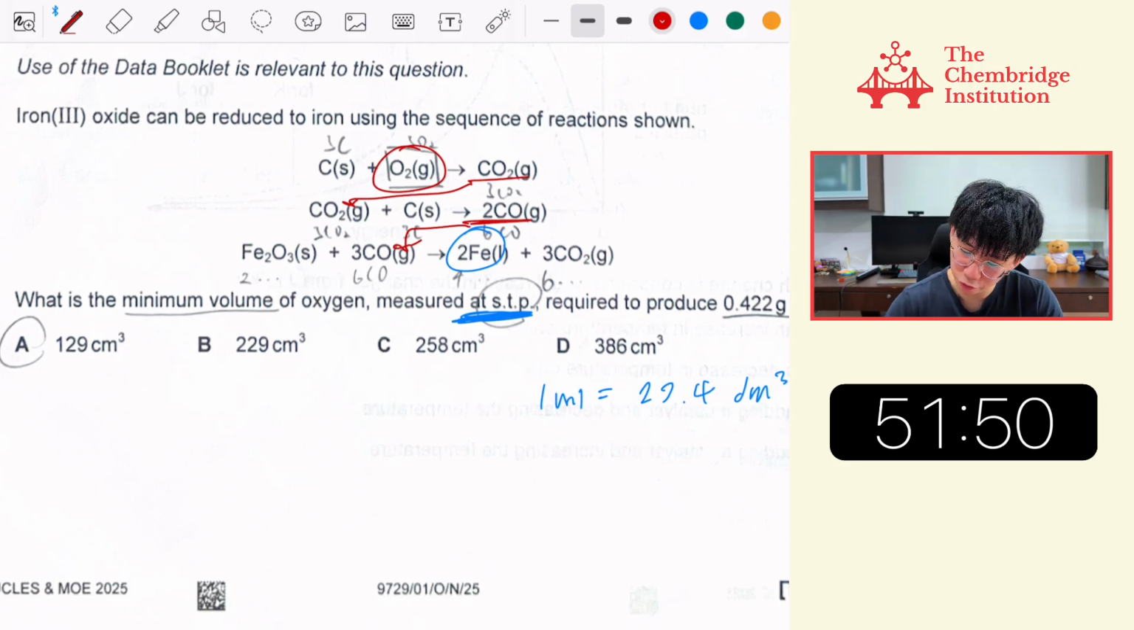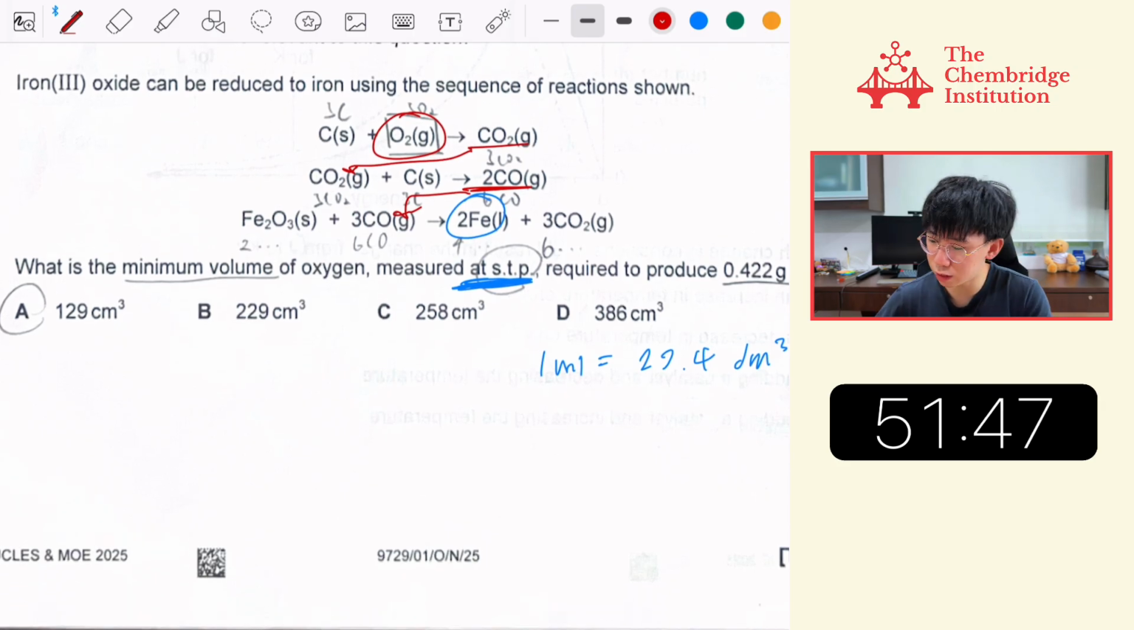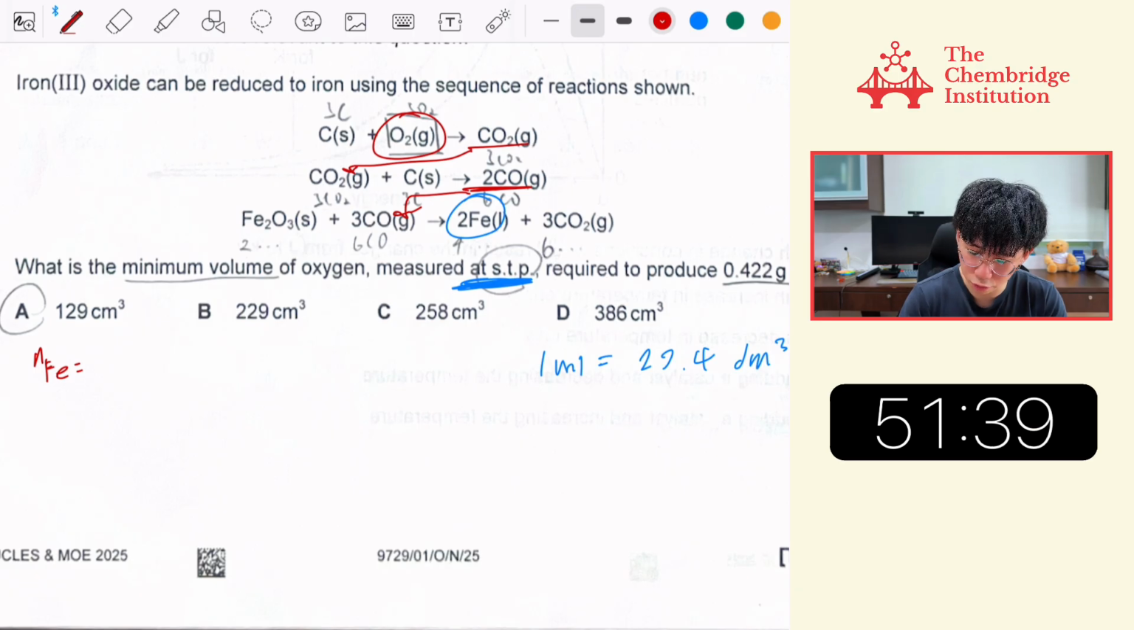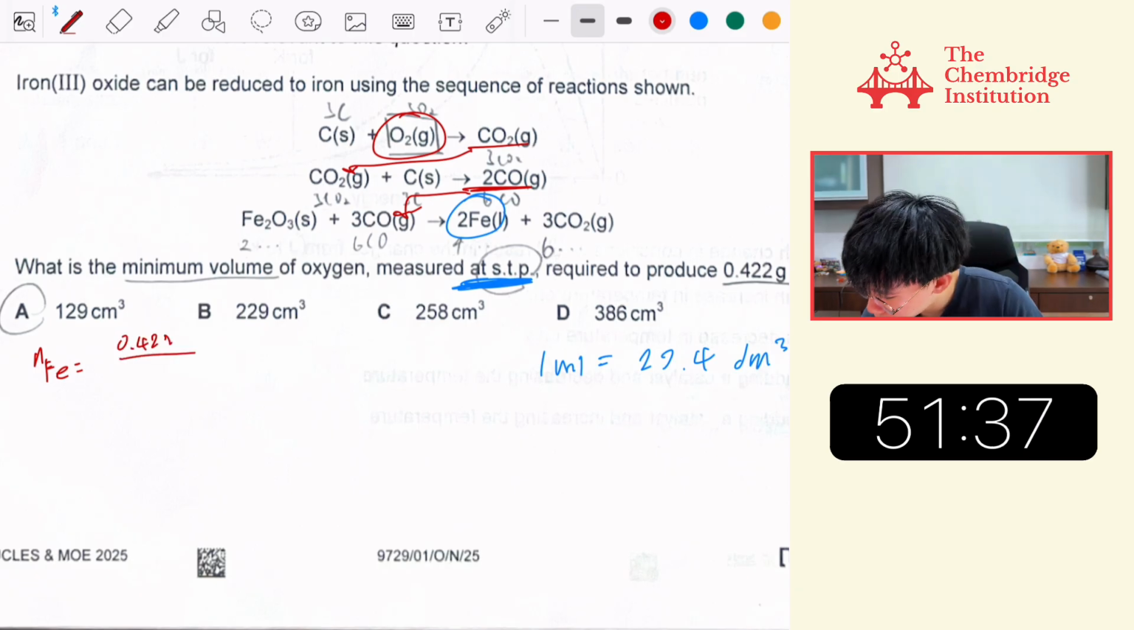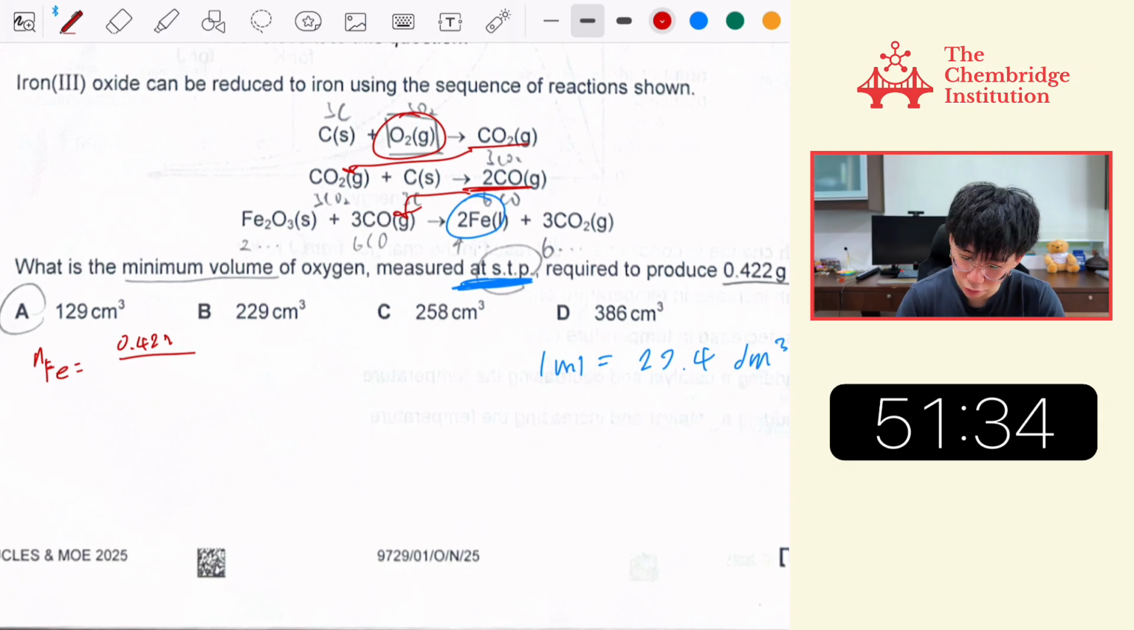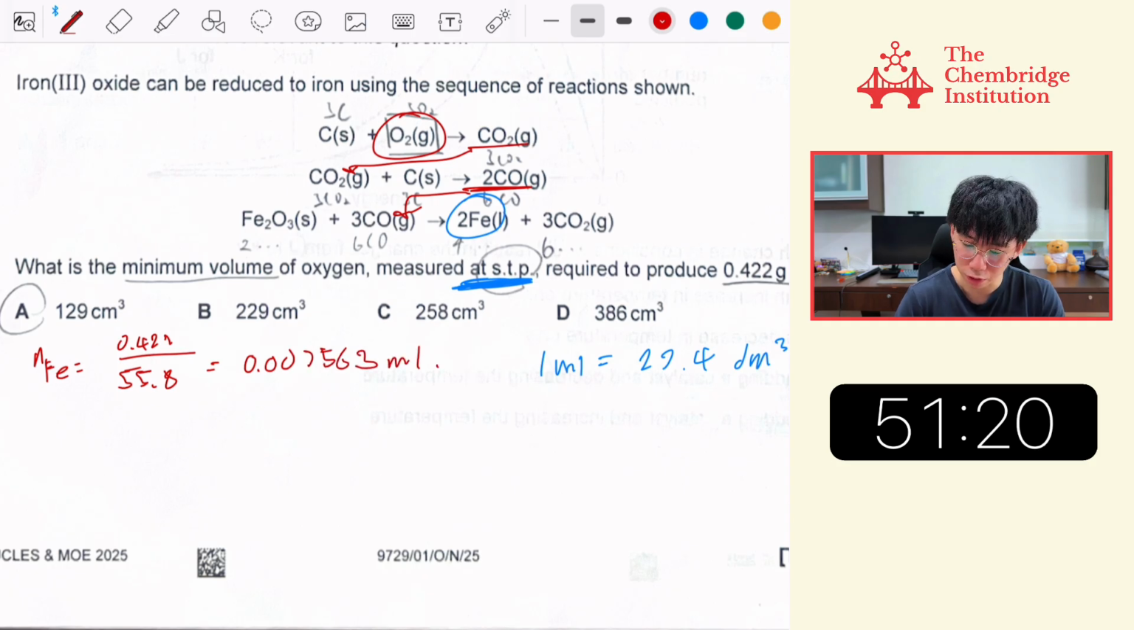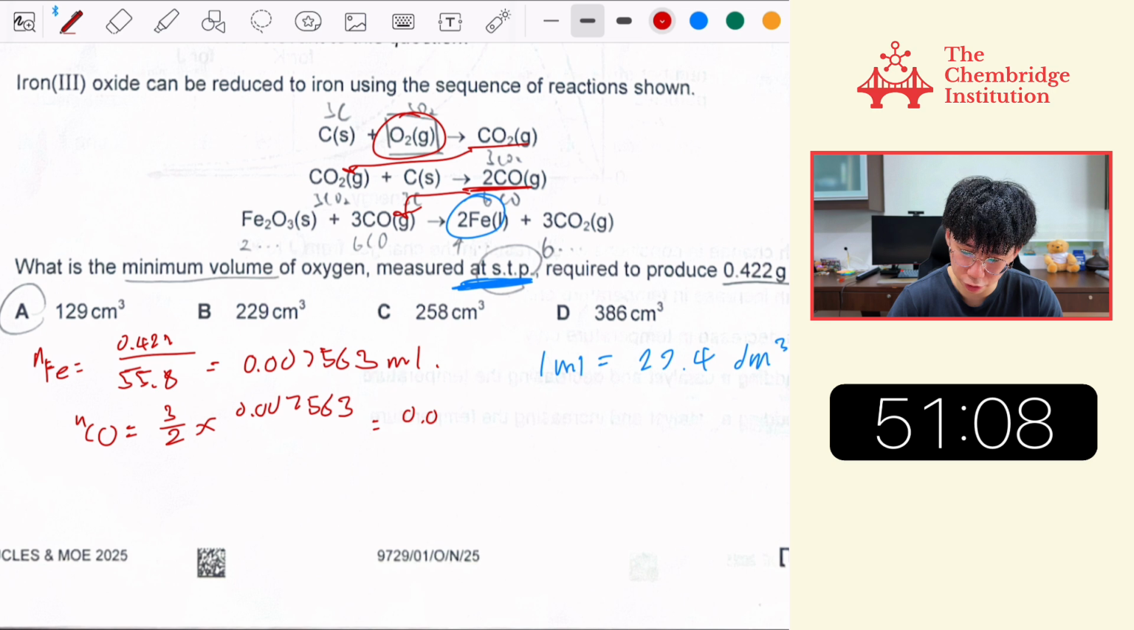So definitely if it's 0.422 grams of iron, gotta look at the periodic table here. So the number of moles of iron is equal to 0.422 divided by the molar mass, which is 55.8. Okay, let me just quickly. Oh, the pressure. Oh, okay. This is 0.007563 moles. So you know the nCO is just 3/2 times this. So just by mole ratio, this is 0.01134 mole.